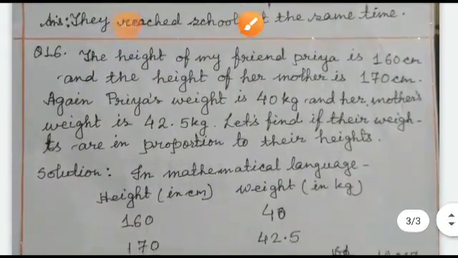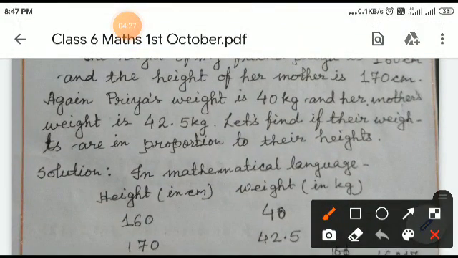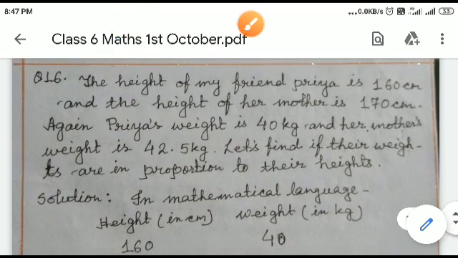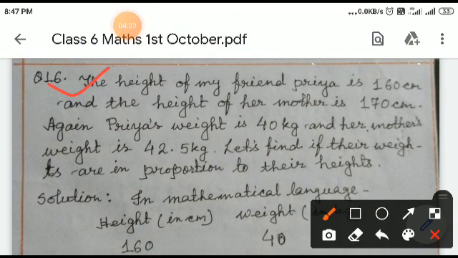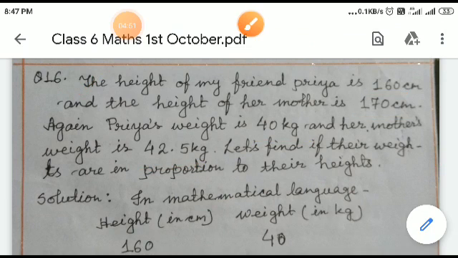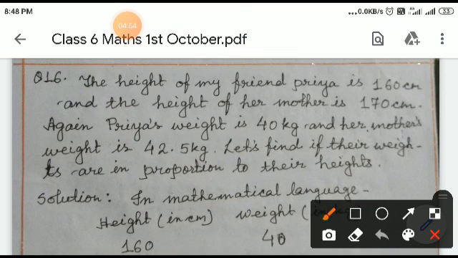Now sum number 16. The height of my friend Priya is 160 centimeters and the height of her mother is 170 centimeters. Again, Priya's weight is 40 kilograms and her mother's weight is 42.5 kilograms. Let's find if their weights are in proportion to their heights. By the problem, the height of Priya is 160 centimeters and her mother's height is 170 centimeters. The weight of Priya is 40 kilograms and her mother's weight is 42.5 kilograms.